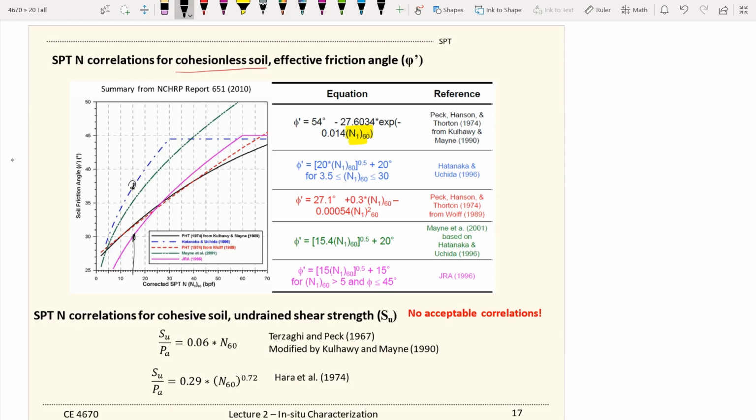So this is for sand, and for clay it is very tricky because back in the old days, someone like Terzaghi and someone like Hara et al. So Terzaghi is very famous. He's kind of the father of geotechnical engineering. So he made simple correlations on how the undrained shear strength of clay, which is the cohesive material, is related to the N60 right there.